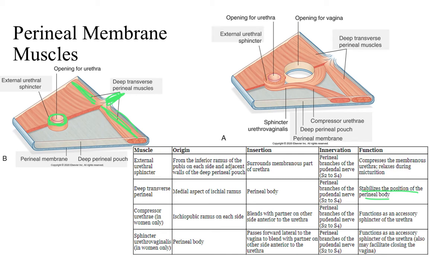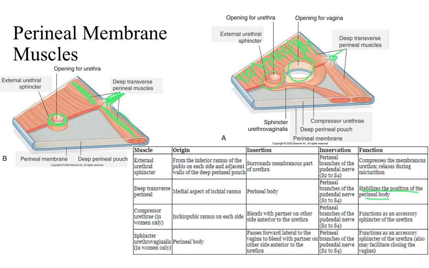They will also help stabilize all the structures within the deep perineal pouch. So this picture kind of gives you a false impression of what the deep transverse perineal muscles are. It's this entire sheet, which is a deep transverse perineal muscle. So not only are they supporting the perineal pouch, but they're also supporting the opening for the vagina in females, and the opening for the urethra in both males and females.